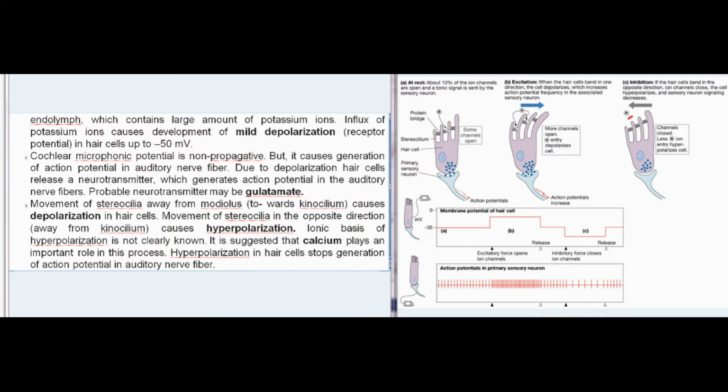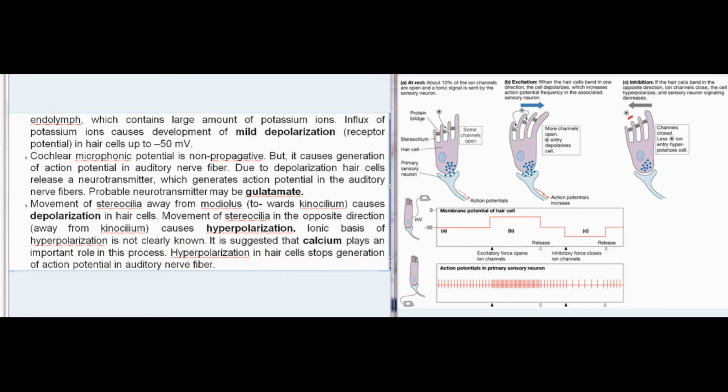Movement of stereocilia away from modiolus, towards kinocilium, causes depolarization in hair cells. Movement of stereocilia in the opposite direction, away from kinocilium, causes hyperpolarization. Ionic basis of hyperpolarization is not clearly known. It is suggested that calcium plays an important role in this process.